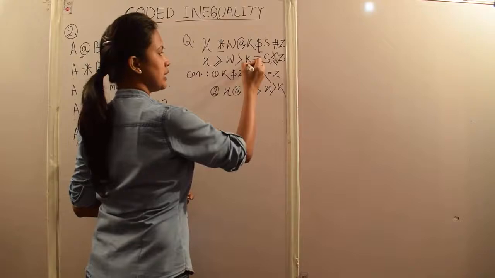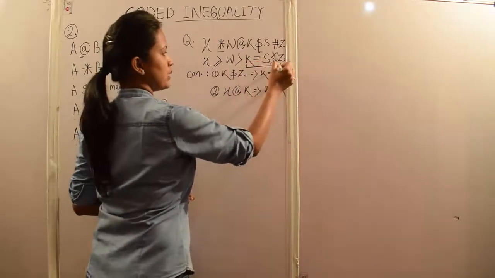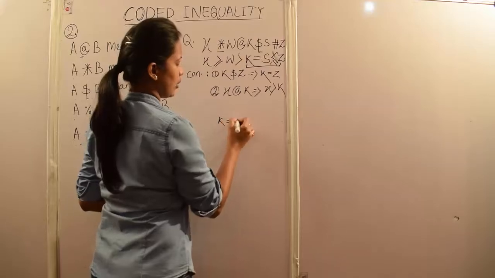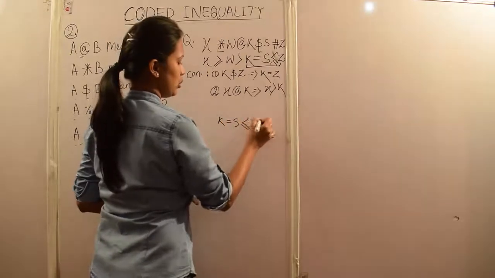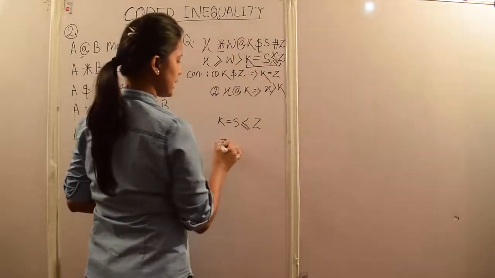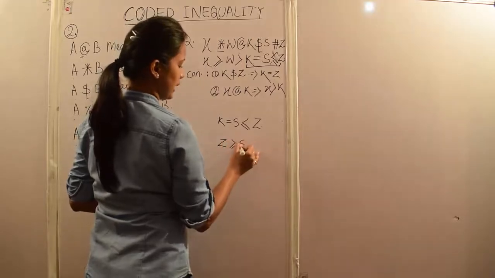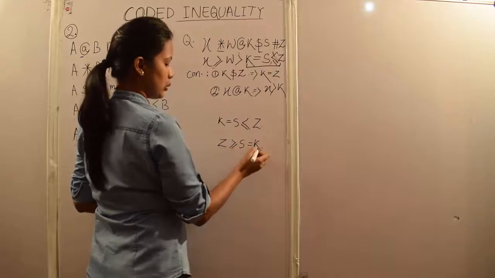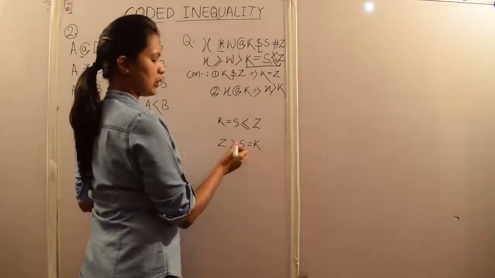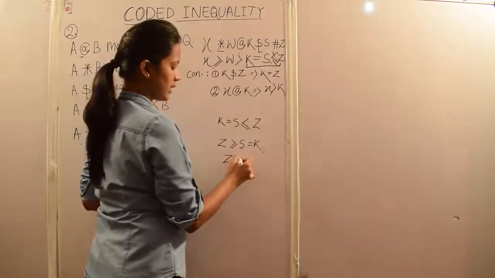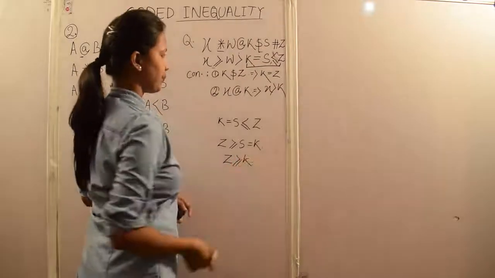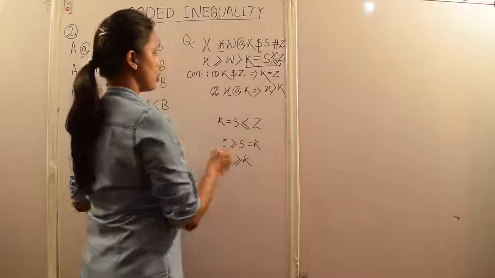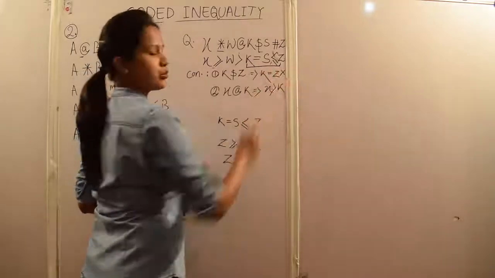That means here it compares two variables, that is K and Z. Here it is written K is equal to S less than or equal to Z. That means Z is greater than or equal to S is equal to K. Here S is equal to K and Z is greater than or equal to S. So it is obvious that Z is greater than or equal to K. But here it is given K is equal to Z. So the first conclusion is proved to be wrong.